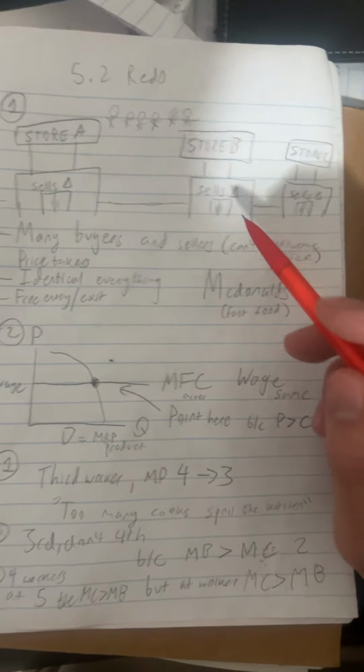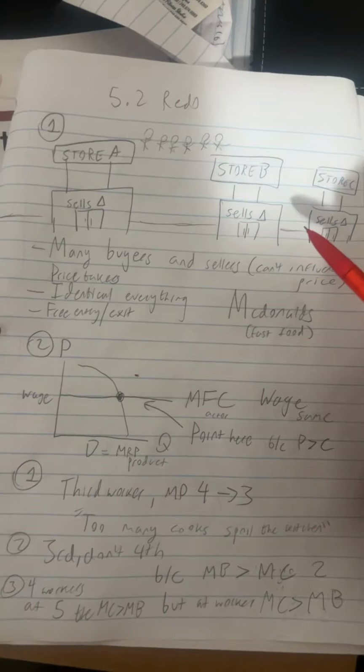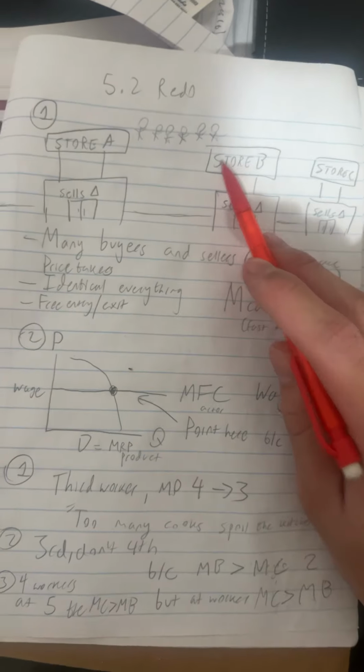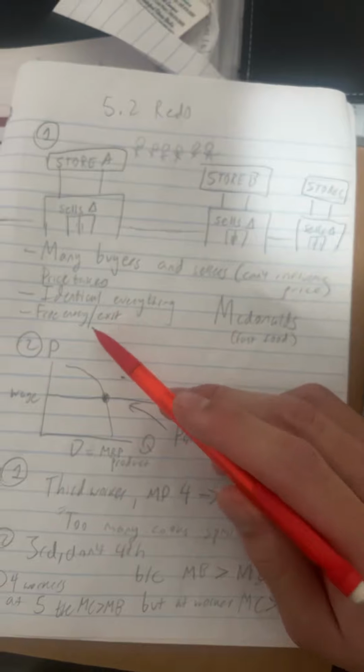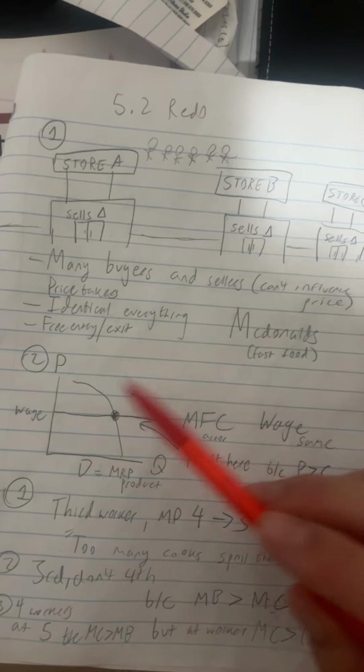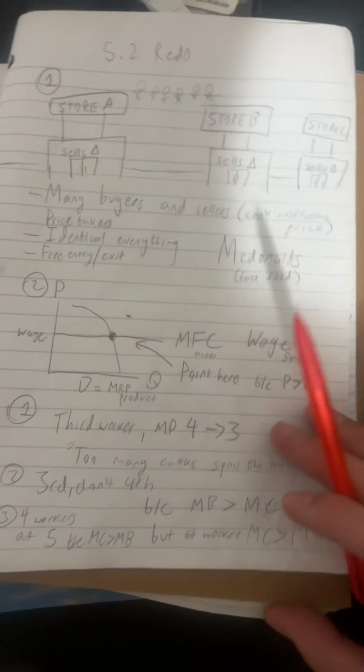Each store in a perfectly competitive factor market is going to sell the exact same product. There are going to be many buyers and sellers, so they can't influence the price. So everyone's a price taker and identical everything. And there's free entry and exit. So one example could be fast food.